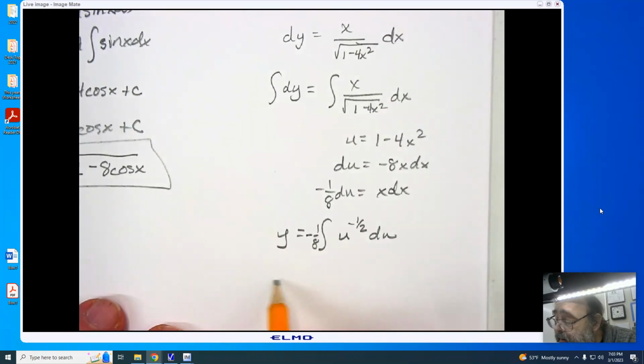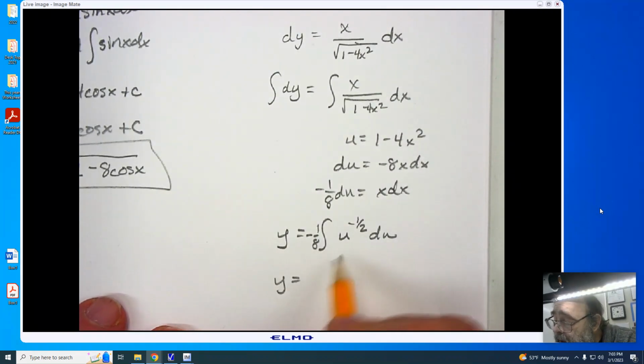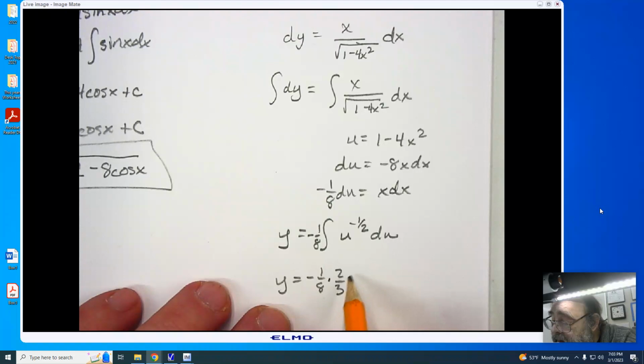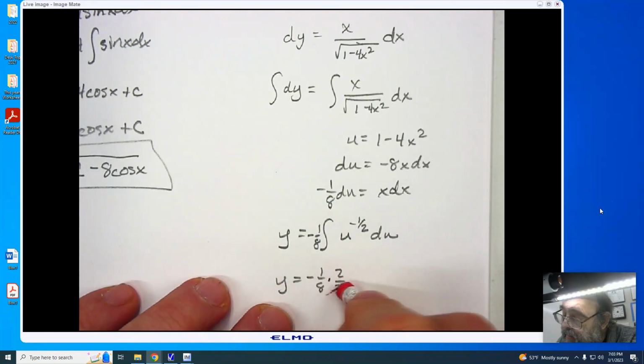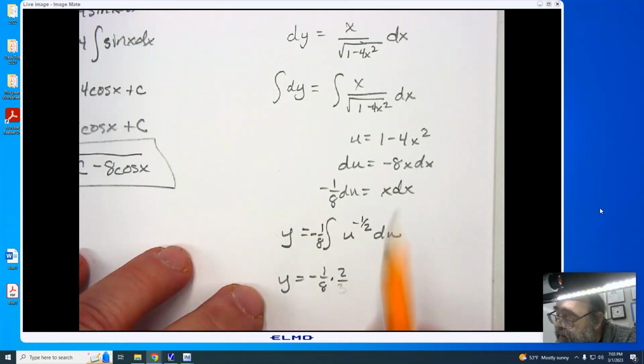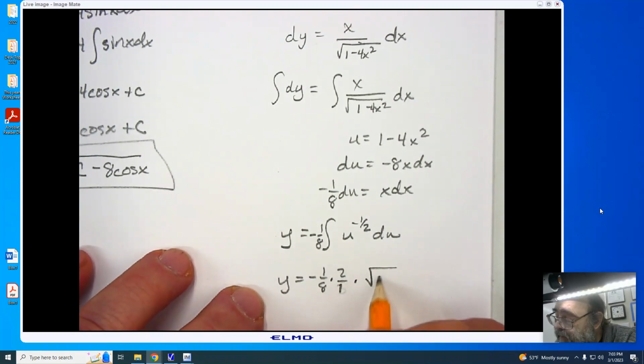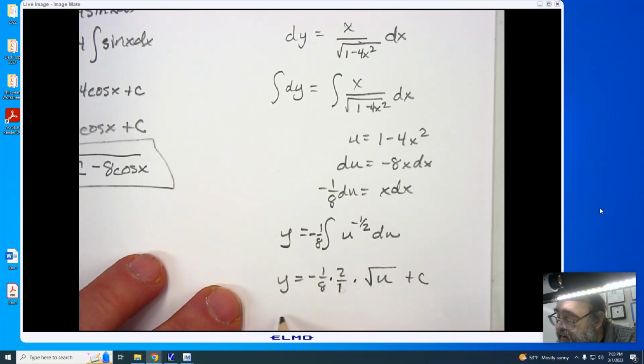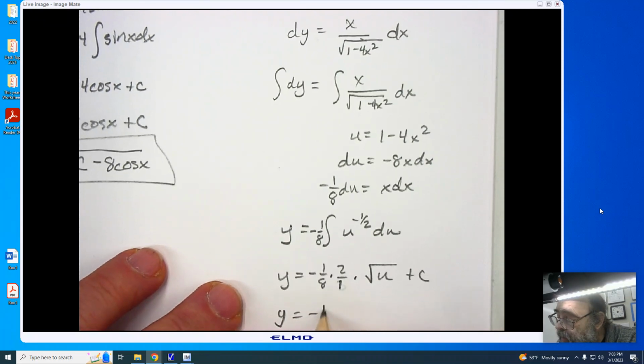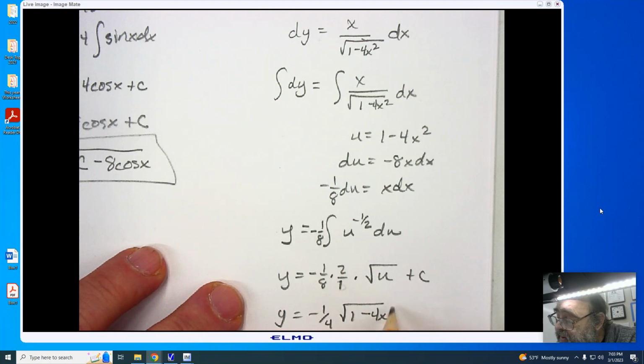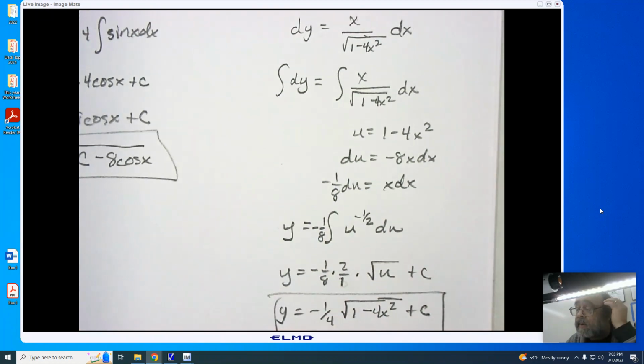Now I can integrate, and I get y equals negative 1/8 multiplied by 2/3, multiplied by 2 over 1, times the square root of u plus c. This is giving me y equals negative 1/4 the square root of 1 minus 4x squared, the quantity, plus c, and that's my answer.